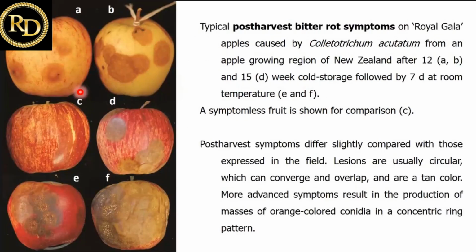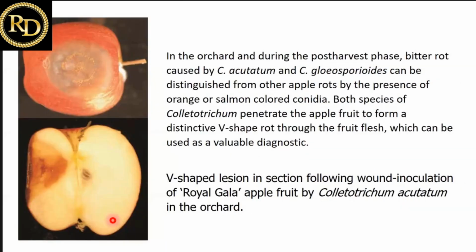Yes, I also show what is happening in post-harvest. In post-harvest, we can have bitter rot symptoms. Here we have Royal Gala apples, and they are affected by Colletotrichum acutatum at the end of storage. You can see that lesions are similar, circular. When they grow, they converge, and at the end they overlap. And again, we can see the acervuli producing these orange conidia in ring patterns.